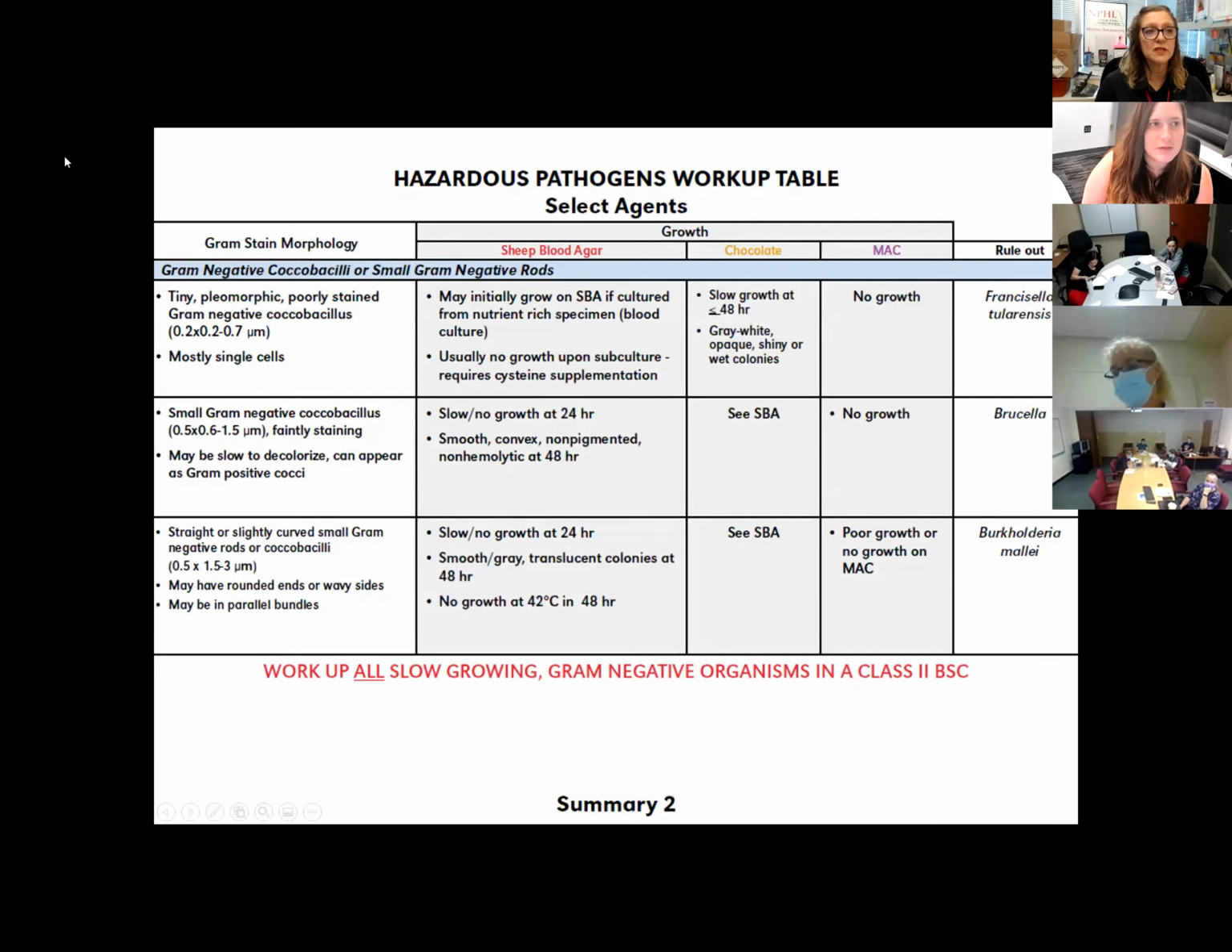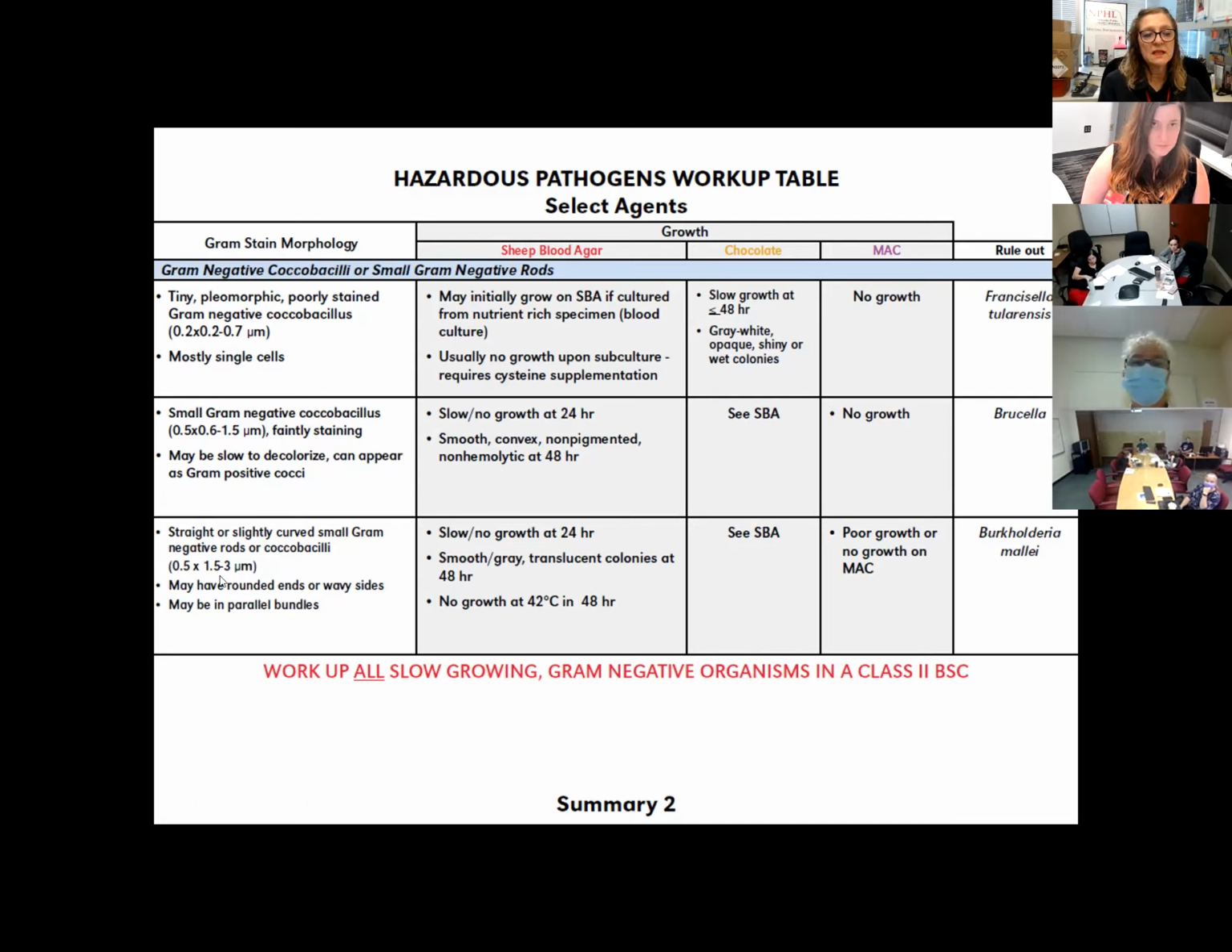Well, I would say go to the slide, the summary page, that walks you through the gram-negative coccobacilli or small gram-negative rods. If it's tiny, pleomorphic, poorly staining, mostly single cells, you might want to look for this type of growth. If it is faintly staining, gram-negative coccobacilli, actually it appears as gram-positive cocci. You can see the cocci shapes. If it fits these growing tendencies, then it might be a Brucella.